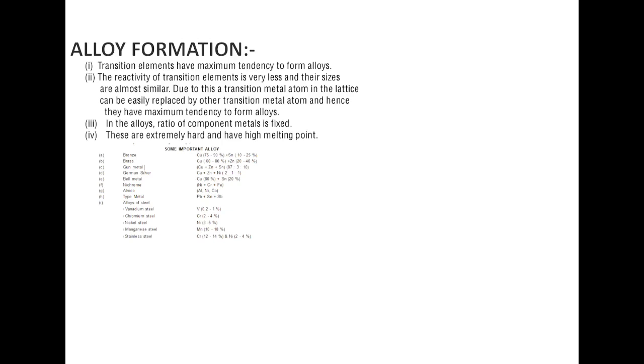You may remember different types of alloys. For example, bronze. Bronze contains copper and tin in an appropriate proportion. The proportion you may remember: copper is 75% and tin is 25%. Brass also contains copper and zinc. Gunmetal: copper, zinc, tin. You remember all the alloy forms and their compositions.